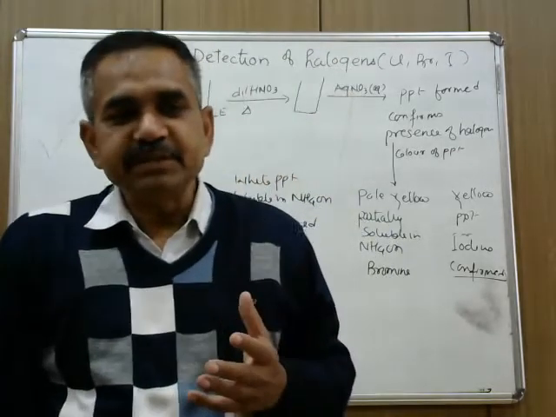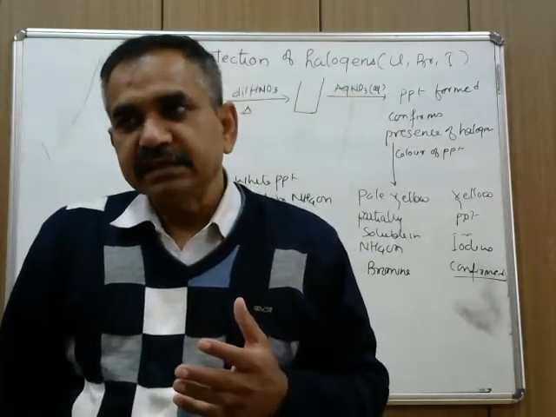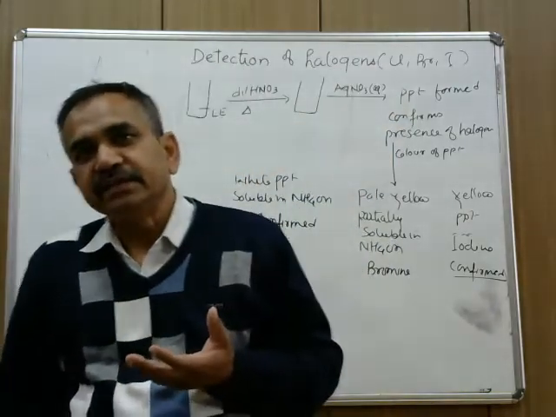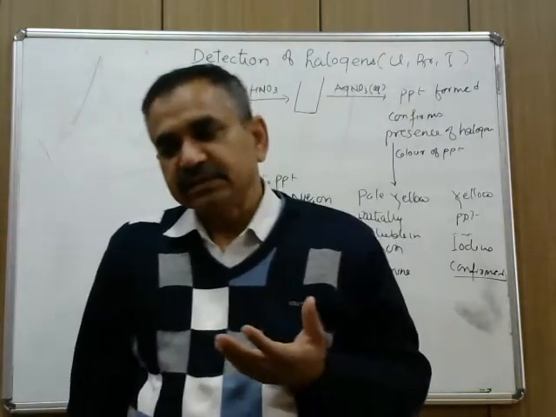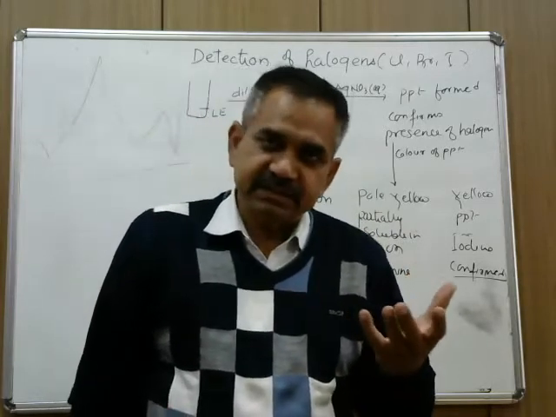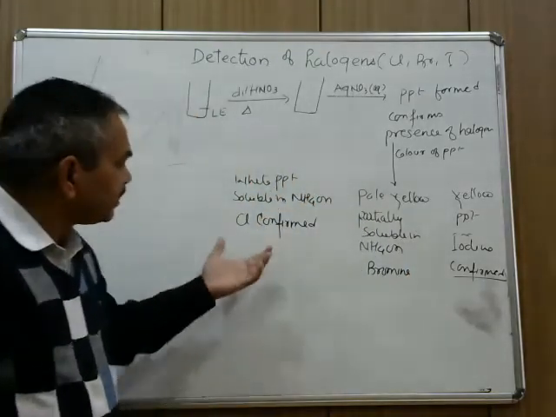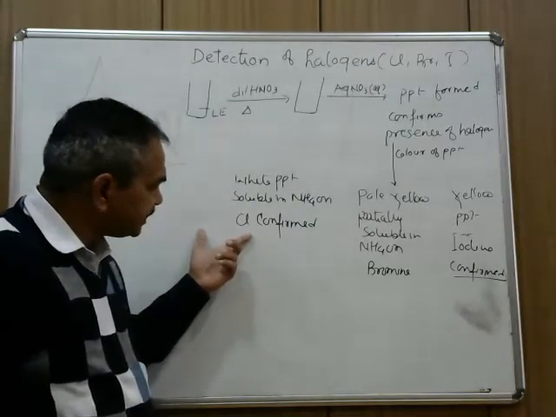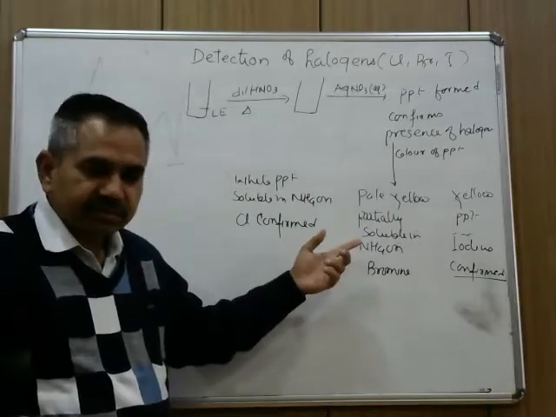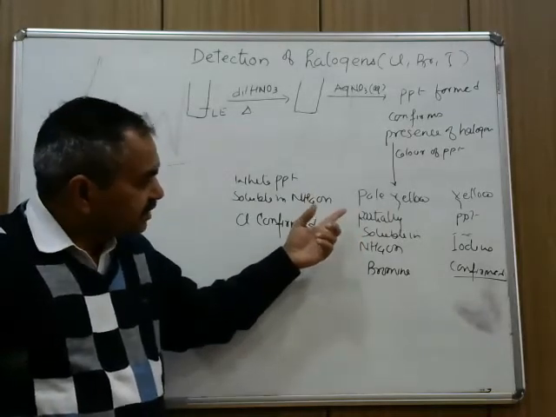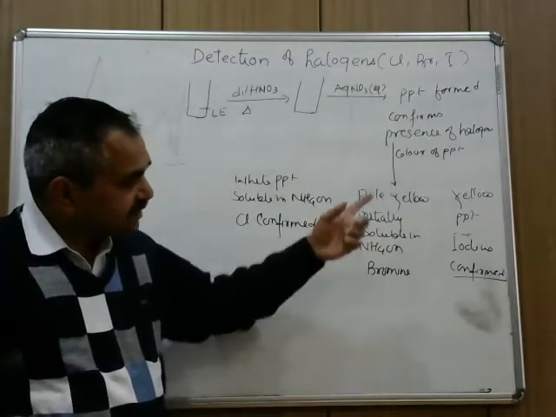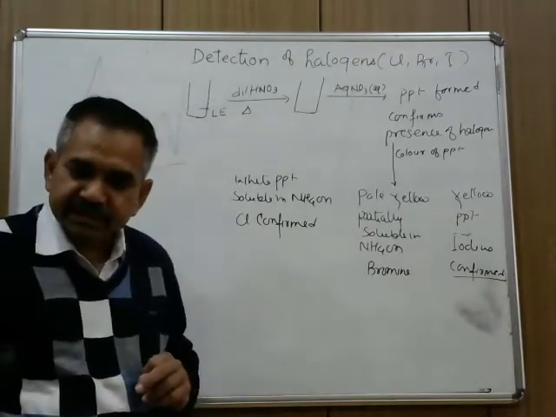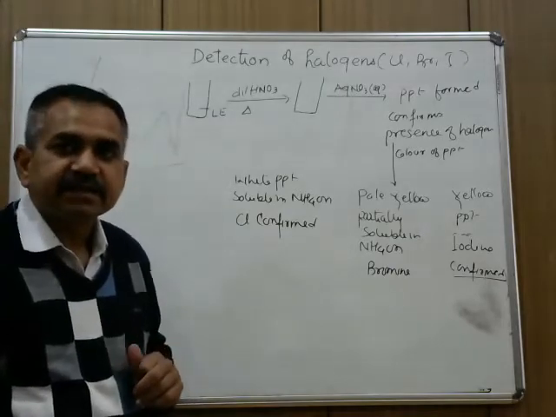Then the color of the precipitate and its solubility in ammonium hydroxide show the nature of the halogen. If the precipitate formed is white and is soluble in ammonium hydroxide, chlorine is confirmed. If it is pale yellow, then bromine is confirmed. And if a dark yellow precipitate is formed, iodine is confirmed.